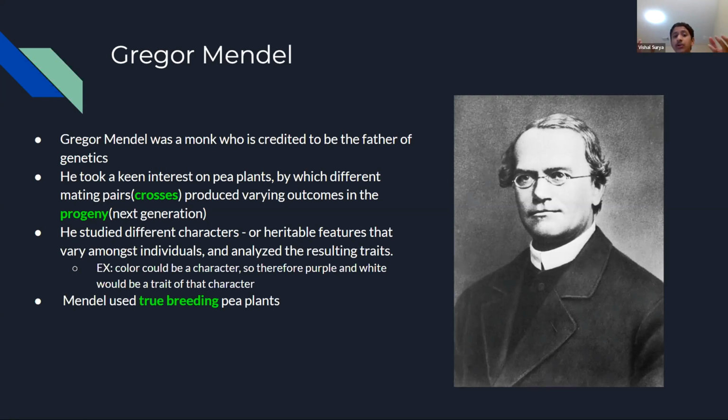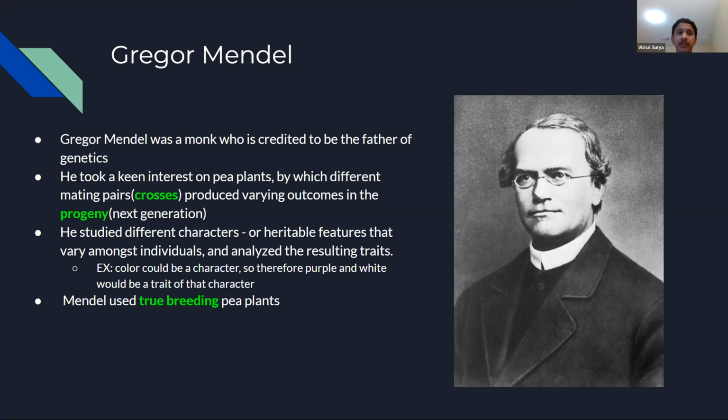For example, you would take 2 different pea plants and cross them, or mate them, by taking the pollen of the male plant and putting it on the pistil of the female parts, producing a new seed which would grow into a new flower. In that sense, you'd also study their traits or characters. Characters are the heritable features that vary amongst different individuals, and they analyze the resulting traits. A good way to think about the difference between characters and traits is that a character would be like height, and a trait would be tall or short. In the example I gave here, which is what Mendel also studied, color could be a character. Therefore, purple would be a trait, and white would also be a varying trait of that color character. And because it's a character, we're also going to see that it can be passed on to future generations.